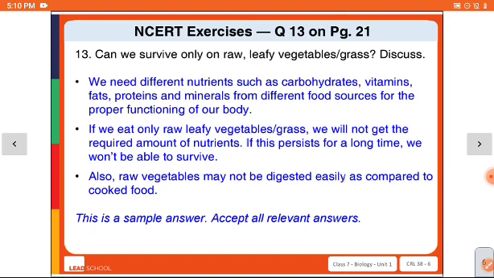Question number 13 on your page number 21. Can we survive only on raw leafy vegetables and grass? We need different nutrients such as carbohydrates, vitamins, fats, proteins and minerals from different food sources for the proper functioning of our body. If we eat only raw leafy vegetables and grass, we will not get the required amount of nutrients. If this continues for a long time, we won't be able to survive. Also, raw vegetables may not be digested as easily as cooked food.